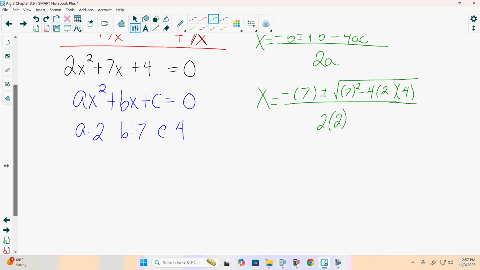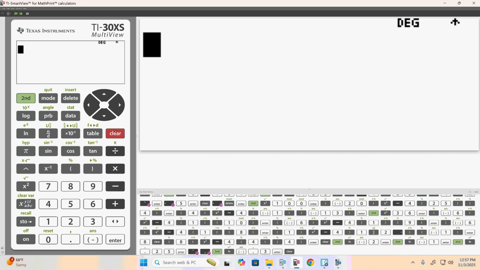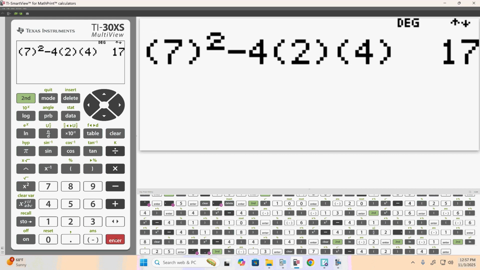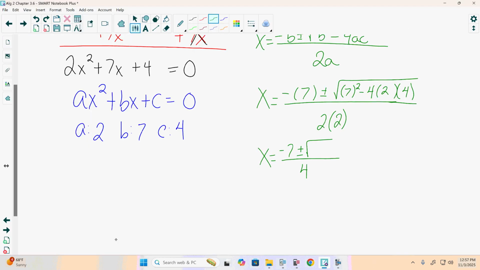So our negative 7 is, well, negative 7. The denominator 2 times 2 is 4. Now most likely this is not going to reduce. There's not going to be a greatest common factor on top and bottom because 7 and 4 do not share a common factor. Square root 7 squared minus 4 times 2 times 4. So I just grab the calculator and say 7 squared minus 4 times 2 times 4. Just type it straight in and see what it tells us. And it tells us that it is 17.